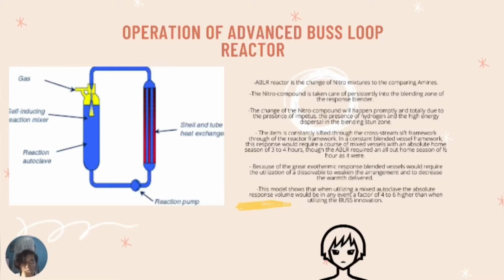So as a conclusion, this model of the ABLR shows that when we utilize a stirred autoclave, the absolute volume would be in any event a factor of 5 to 6 higher than when utilizing the Buss loop. So that's all from me. Thank you so much. I hope you will understand about the advanced reactor. Thank you so much. Assalamualaikum.